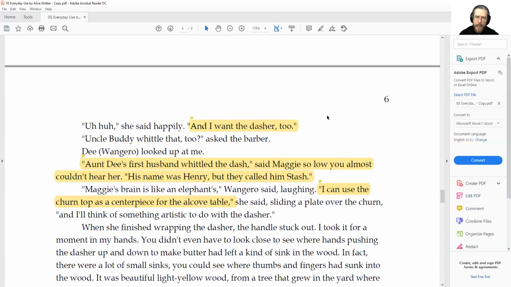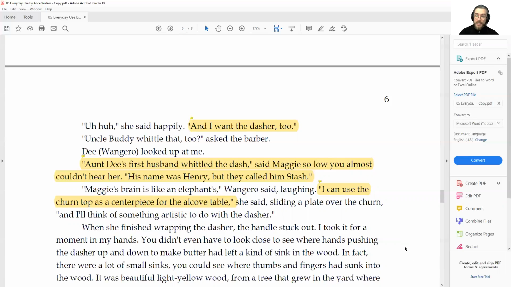Maggie says Aunt Dee's first husband whittled the dash. His name was Henry, but they called him Stash. So in this moment, she's showing that she actually understands the significance of these items. She knows what they mean. For Dee, they're just objects that she can show off. But Maggie cares about the real history, the real heritage of her family.